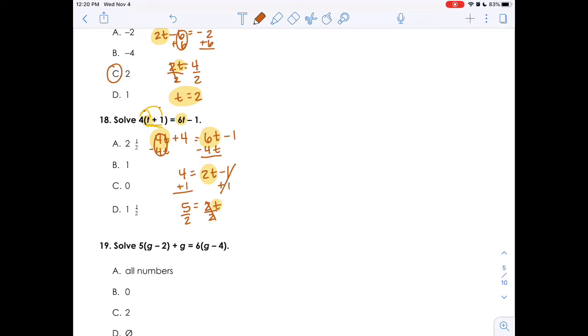So I'm left with 5 halves, t equals 5 halves, but that's not an option. The options are written as mixed numbers, so this can also be written as 2 and 1 half, which is A.